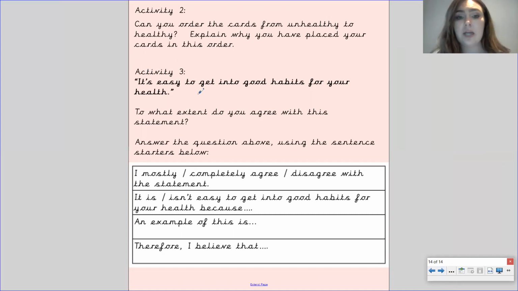Activity number 3, you've got a quote here. It's easy to get into good habits for your health. To what extent do you agree with this statement? So you need to answer the question above using the sentence starters below. I mostly, completely agree or disagree with this statement. So tell me how far you agree with it. Do you agree? Do you not agree? And then you need to tell me it is or isn't easy to get into good habits for your health because. Then give me an example. So an example of this is, and then the next sentence should begin with, therefore I believe that. So you've got your quote here. You've got to tell me to what extent you agree with the quote, and then use these sentence starters here to help you answer the question.